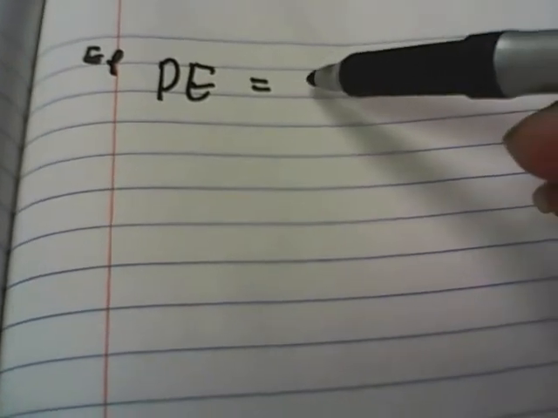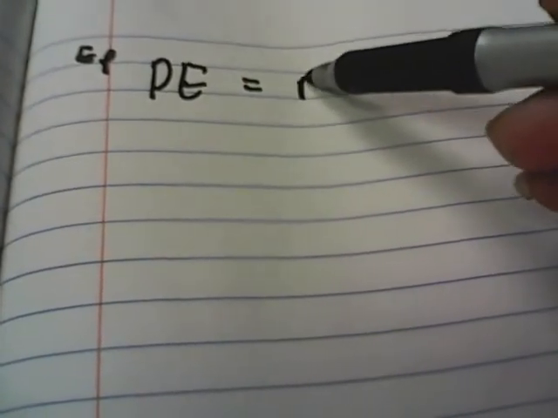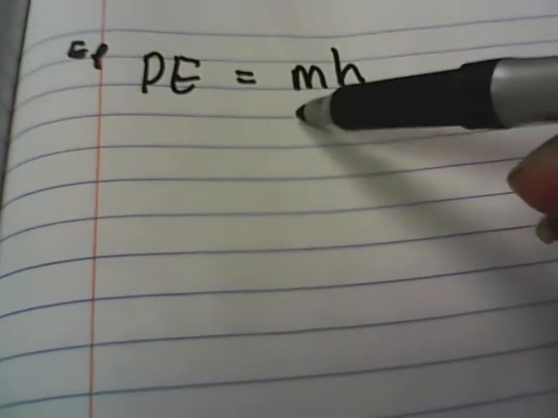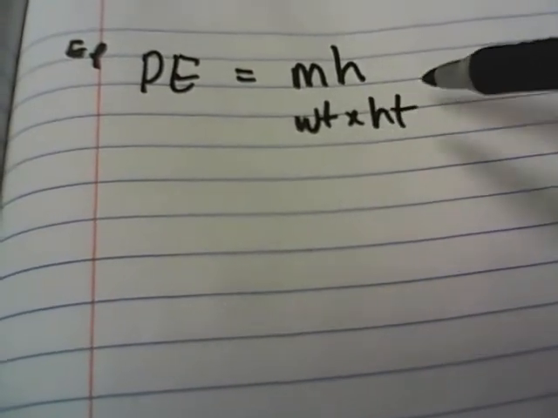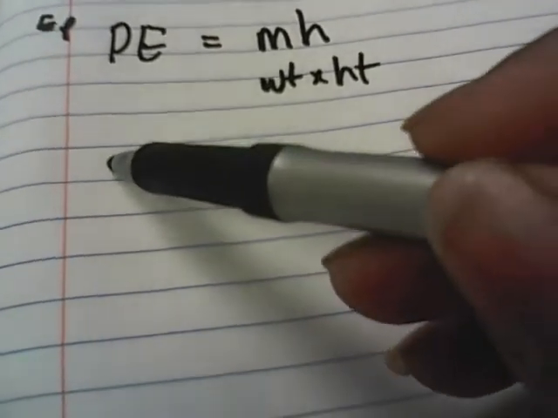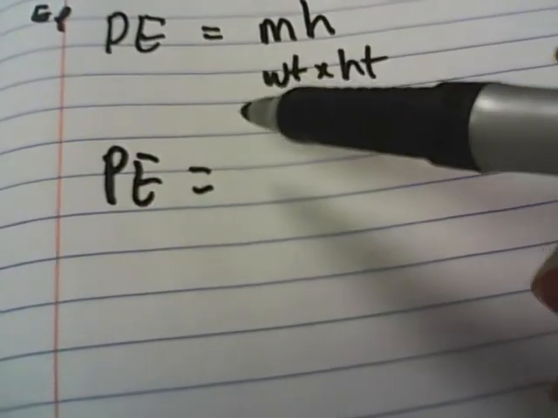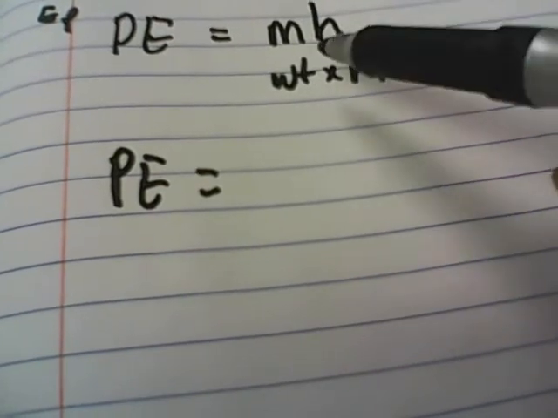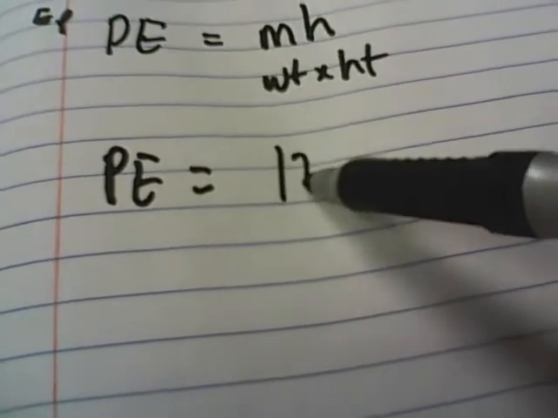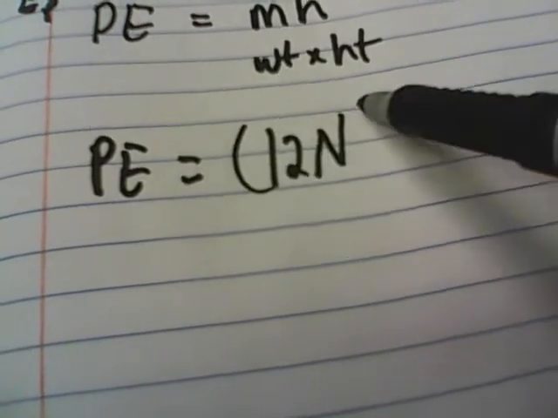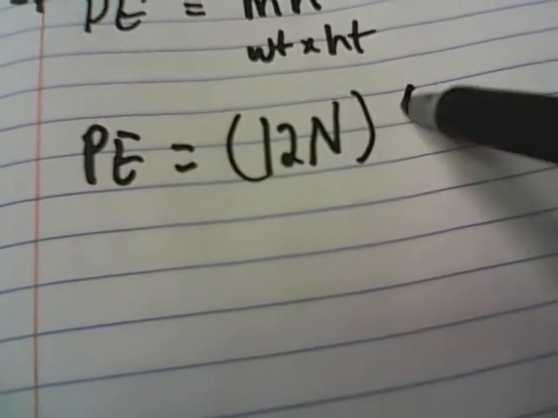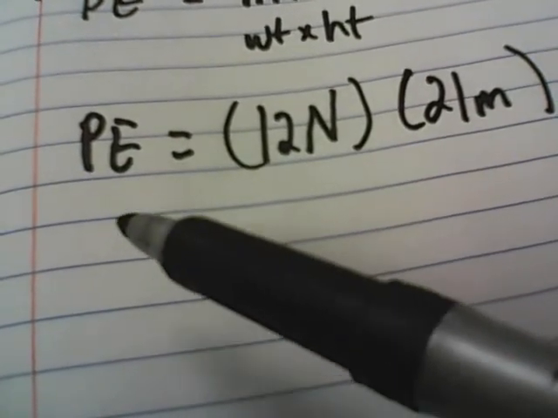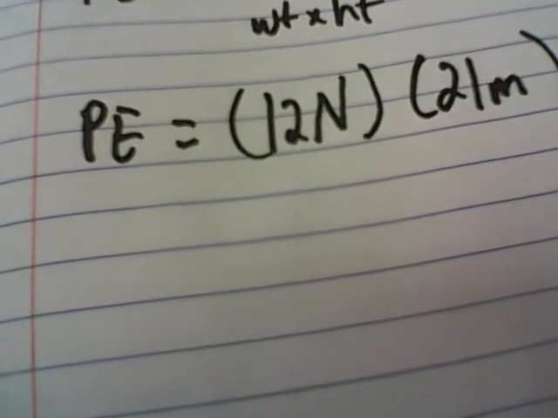So if we work out number 2, like we did number 1, we start with potential energy. I write that as PE, or you can write it as E or P, just like we did with EK. And potential energy, as we say, is mass times height, or weight times height, as your chart says. So for this one, you'll find it's very simple. Potential energy, the weight we just plug and chug in is going to be 12 newtons, right? Because a newton is a weight. And then we have a height of 21 meters. Okay, so potential energy equals 12 newtons times 21 meters.